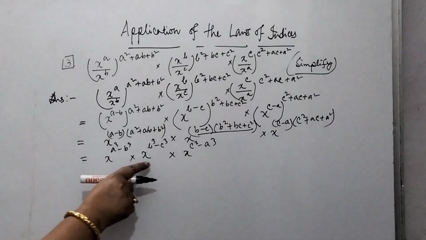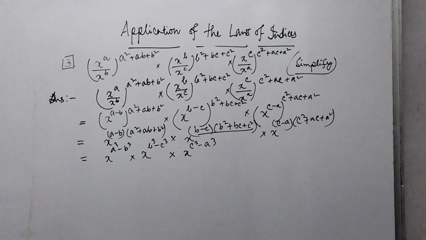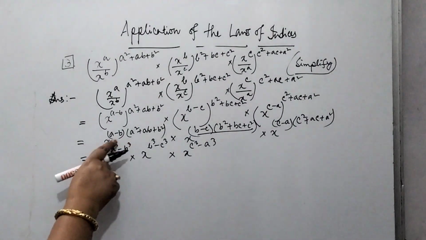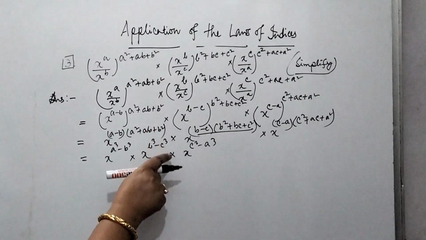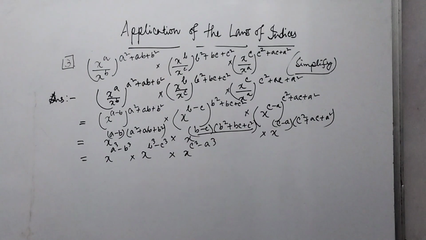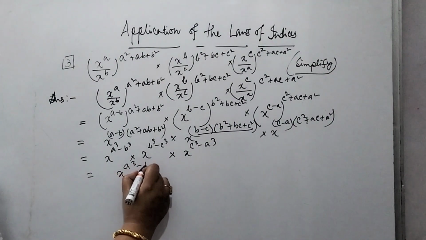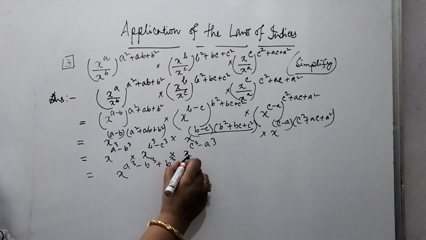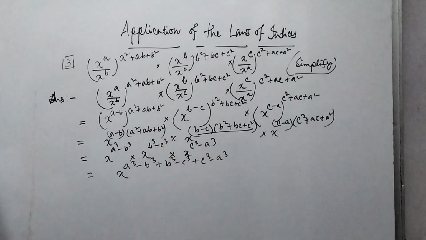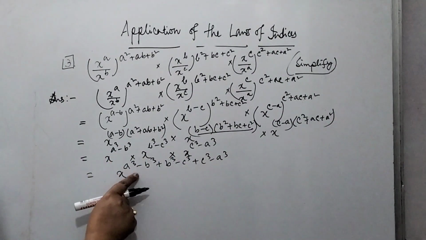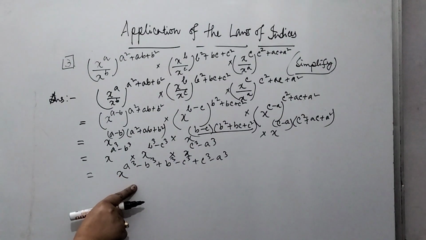Look students, in all three terms we find the same base, and moreover the structure is x to the power some power into x to the power another power into x to the power another power, right? And we know by the laws of indices that a to the power m into a to the power n into a to the power p can be written as a to the power m plus n plus p, right? So just do the same, x to the power a cube minus b cube plus b cube minus c cube plus c cube minus a cube, right? All these calculations are taking place in the power of x. So write it very carefully, okay?